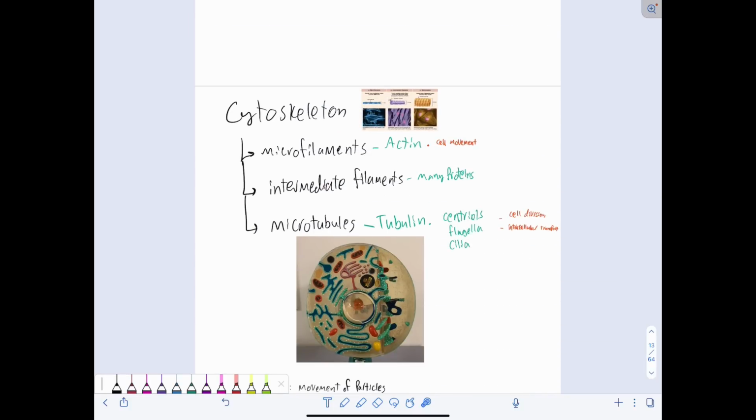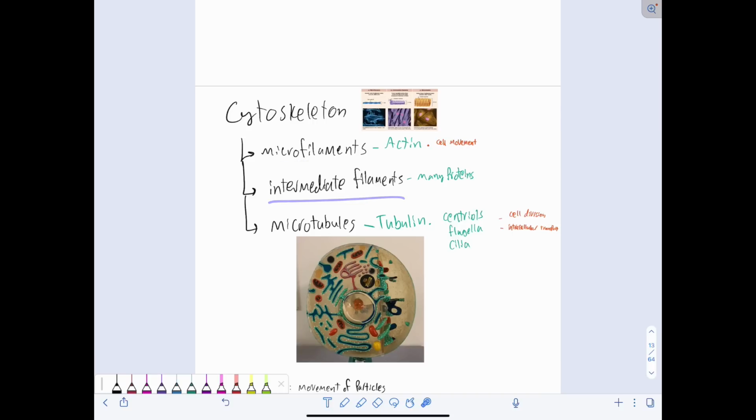Okay, so the first thing we're going to talk about, just a review from last time, are the cytoskeletons. Recall that there are 3 you have to know. There's a microfilament, which is made up of actin, and its main job is cell movement. There are some pretty cool YouTube animation videos on how these actually work. I don't know if you've ever seen a neuron move in certain directions. If you ever want to watch that, that's basically the microfilaments helping the neuron to move.